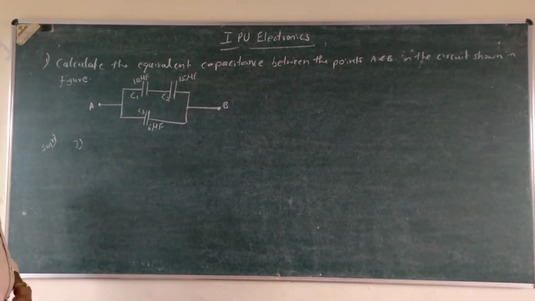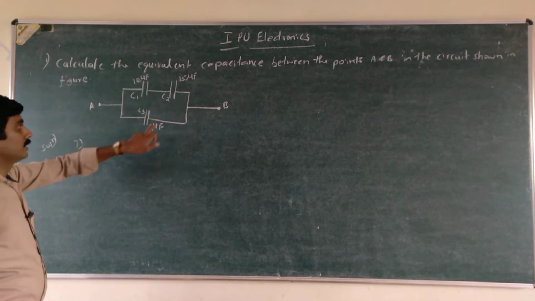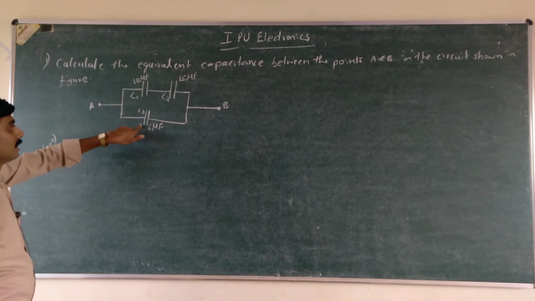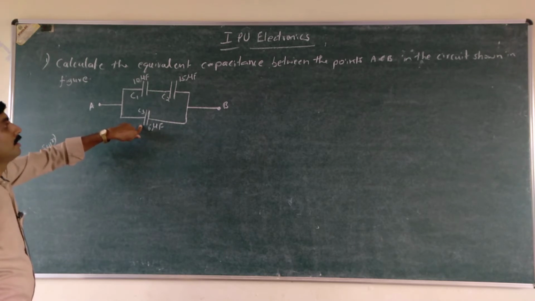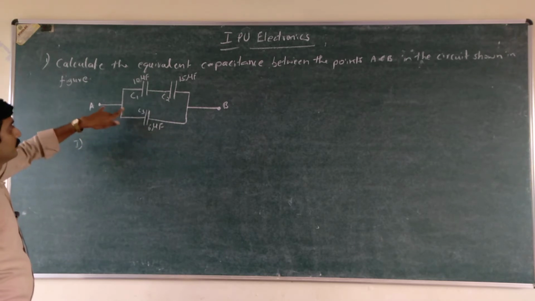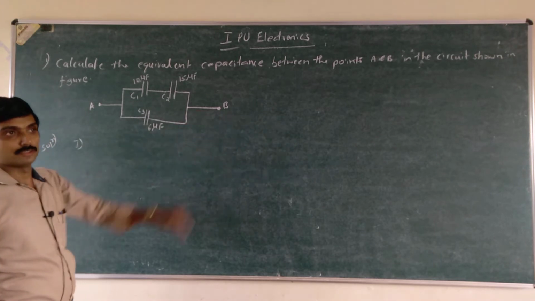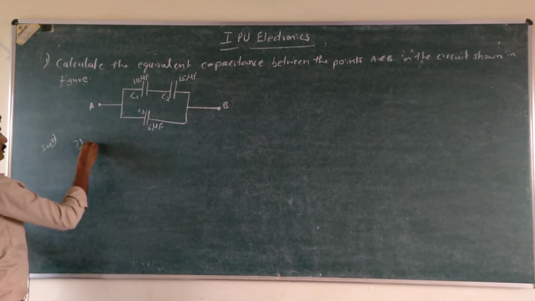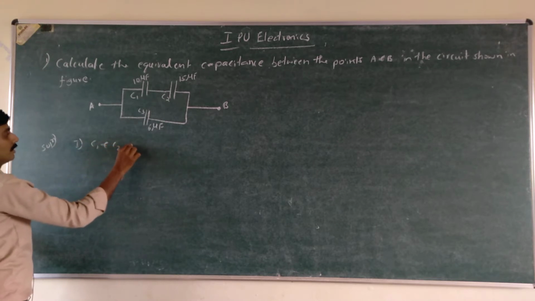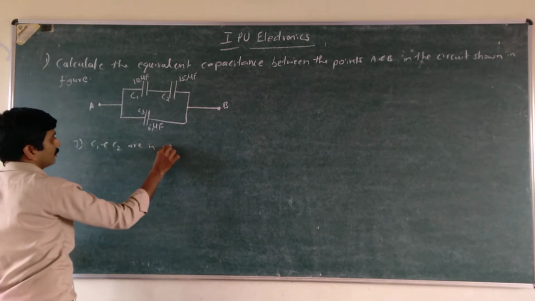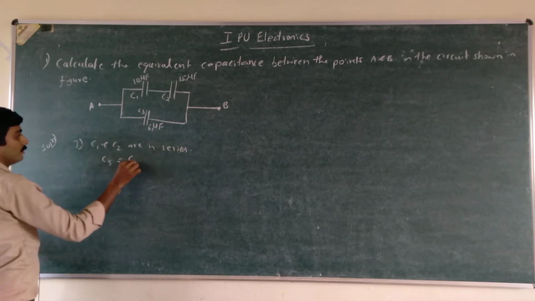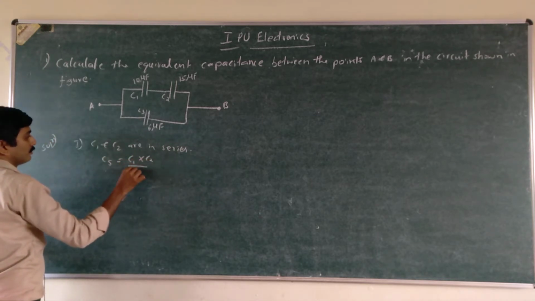Now there are three capacitors C1, C2 and C3. In that, C1 and C2 are in series, and C3 is in parallel. So calculate the effective capacitance. First calculate C1 and C2, which are in series. Therefore, CS is equal to C1 into C2 divided by C1 plus C2.